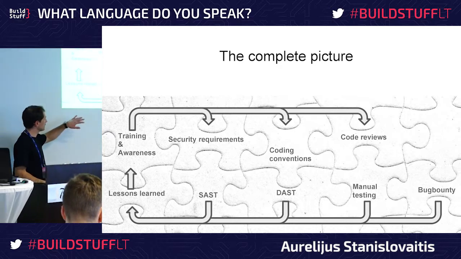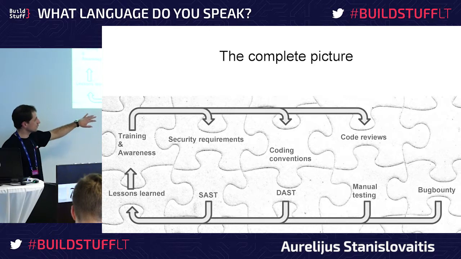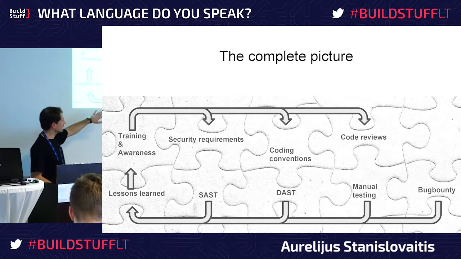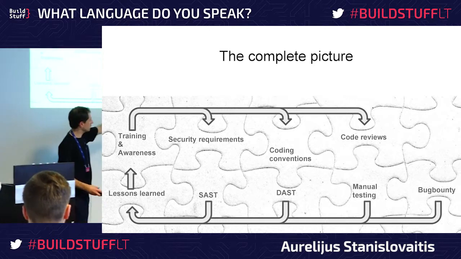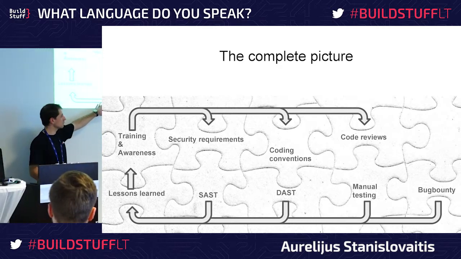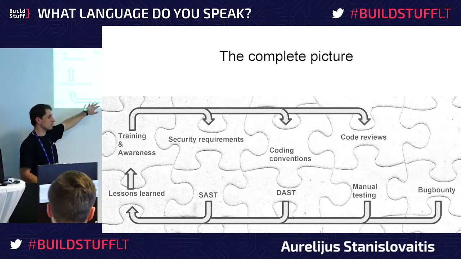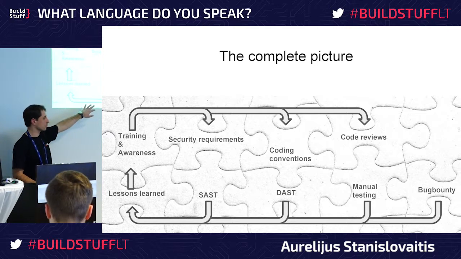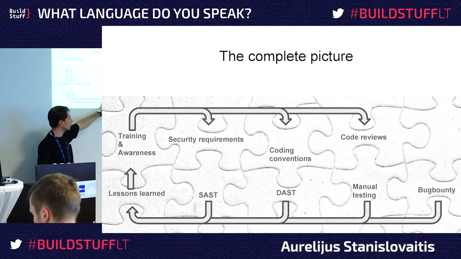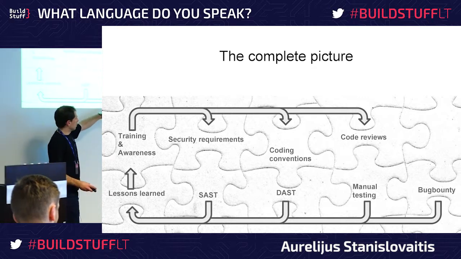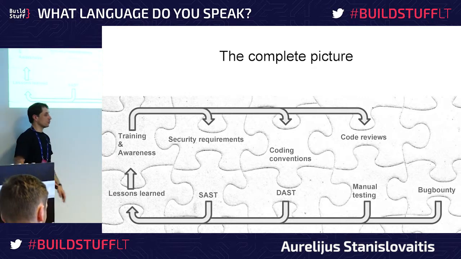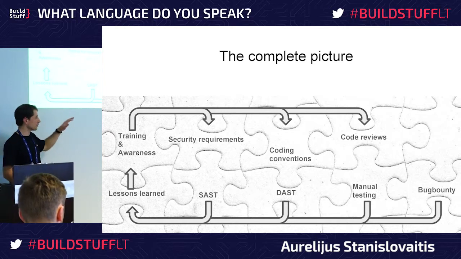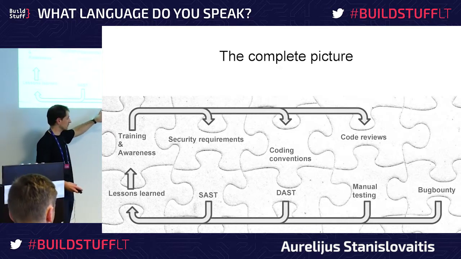Once you've done with this, you can start with the assurance part, starting from SAST, DAST, manual testing. SAST you can use earliest, because once you have source code written, you may already use SAST, static source code analysis. Dynamic application security testing: once you have your code running on infrastructure, you can start using DAST.